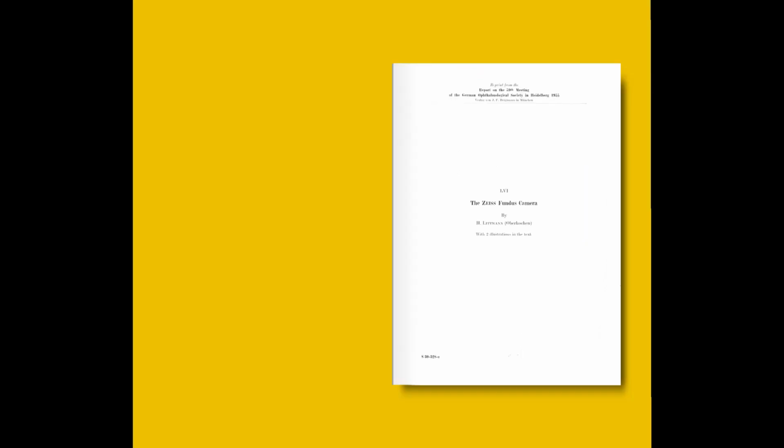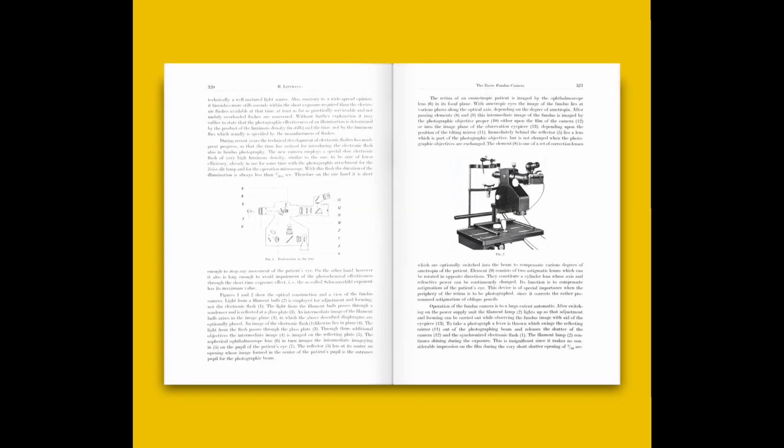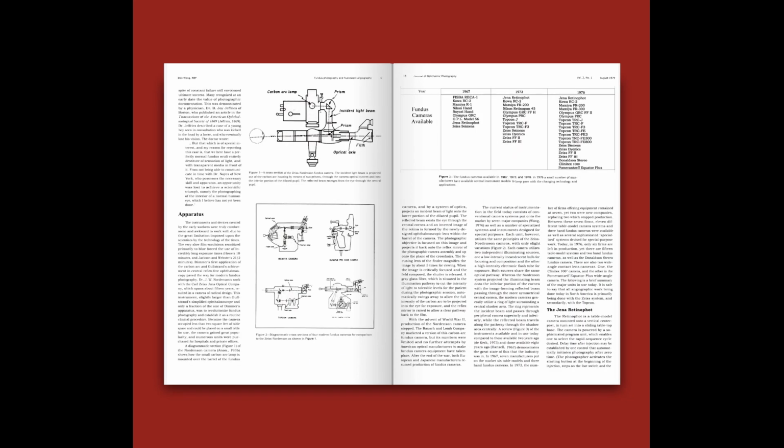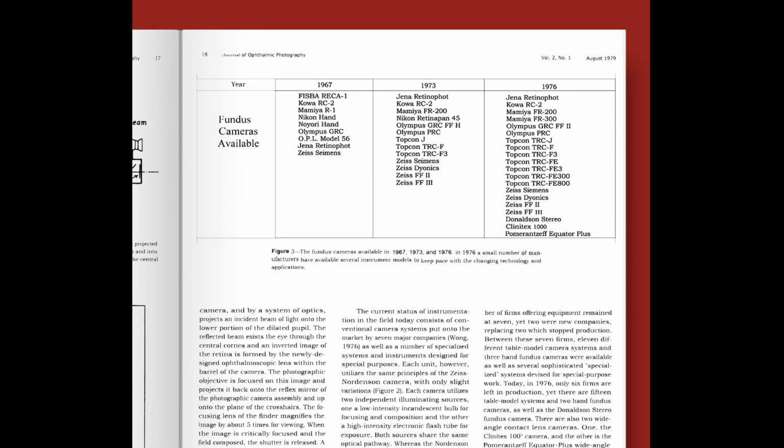Camera technology continued to evolve, and in 1955 the Zeiss-Littmann retinal camera replaced the Nordenson, and this ushered in a new era of retinal photography. The Littmann camera became the workhorse for the increasing number of ophthalmic photography departments. Other manufacturers started to develop cameras, and in a paper by Dong Wong, it lists the 9 cameras that were commercially available in 1967. This increased to 20 cameras by 1976.